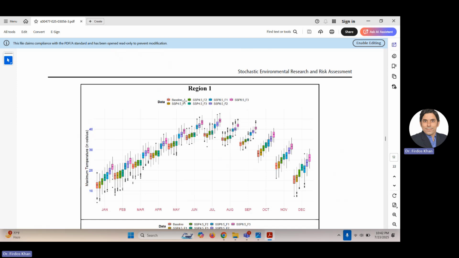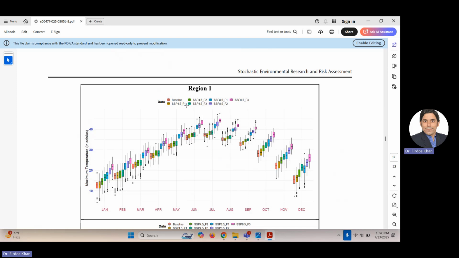Okay, I think this is not like this. Baseline, then SSP 4.5 F2, but this is SSP 4.5 F1, and this is SSP 4.5 F3. So we have divided, the baseline is from 1985 to 2014, and then the remaining duration is until the end of 21st century, that is future.